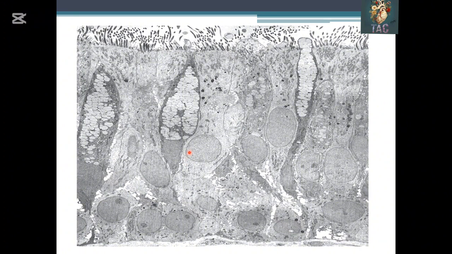In this you can see these cells are the ciliated columnar cells. They have the cilia at the apical area and a basally located nucleus. In between the ciliated cells you can see the goblet cell, which contains a large number of mucus granules, mucus droplets, and these are the basal cells which are present over here.